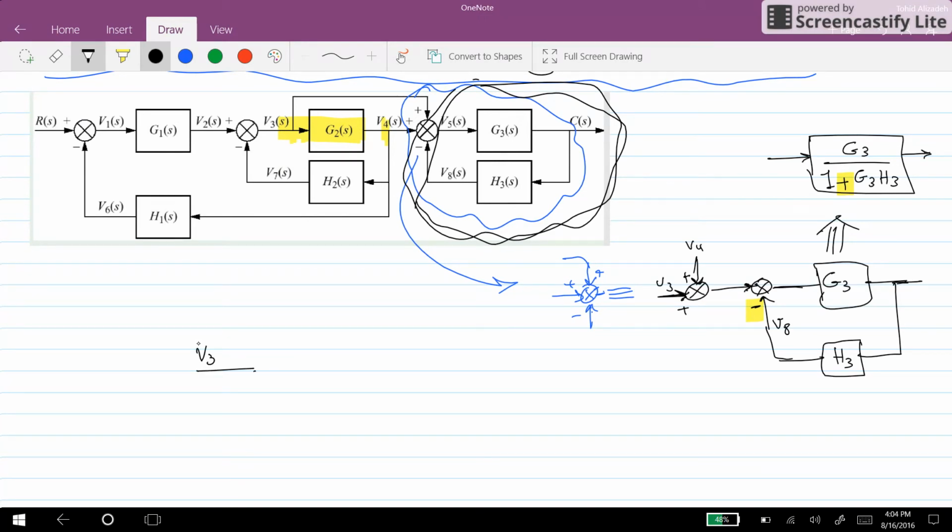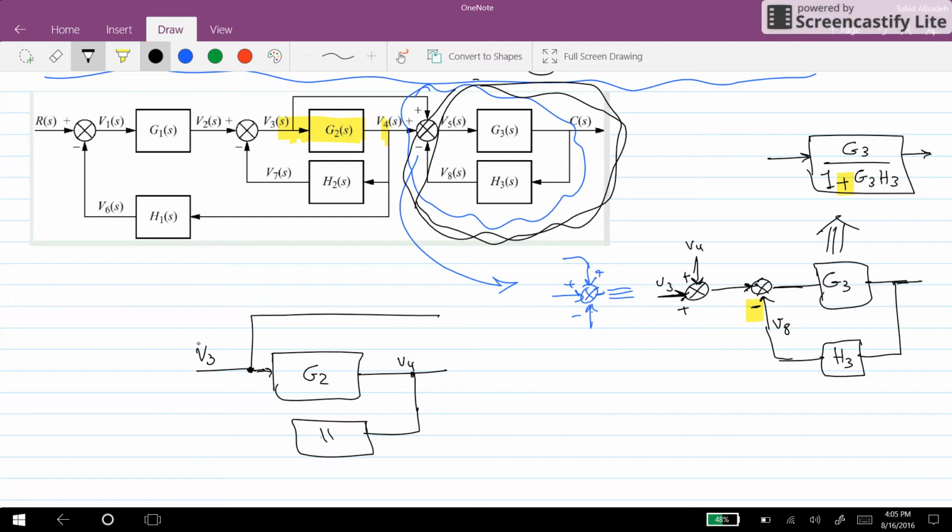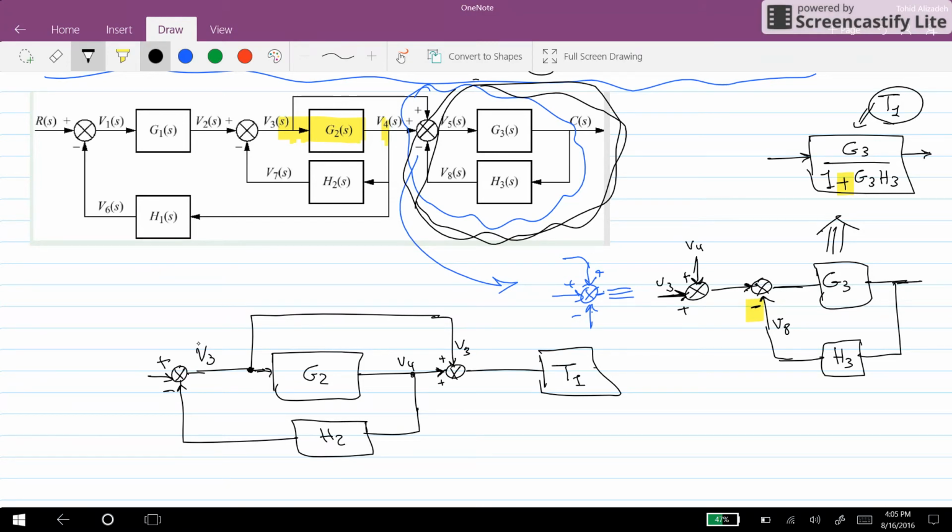So let's focus here on this part. V3 is here, and then we have G2, a branch point, another branch point. Here we have V4, H2, and a summation point. And there is another summation point here. So V4, V3 both with plus signs, and afterwards we have this. I will call this T1 for now. So we will have T1 here and C(s) as the output.